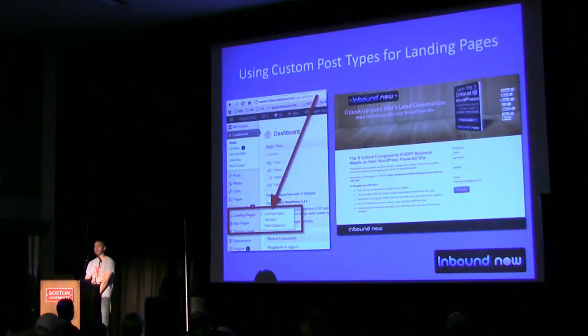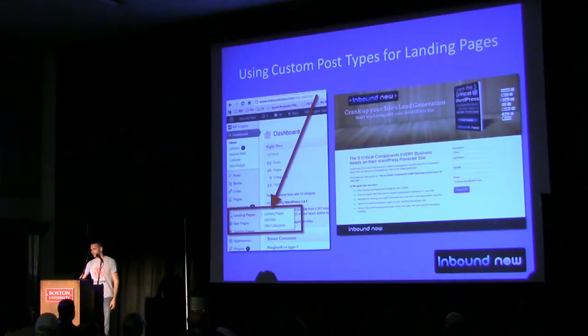And you can do that with custom post types. You can set up your own custom page template and remove any navigation, any extraneous elements that you want to get rid of there. And this is just a quick screenshot example of how I set that up on Inbound Now. I can show you guys a lot of examples if we have time.